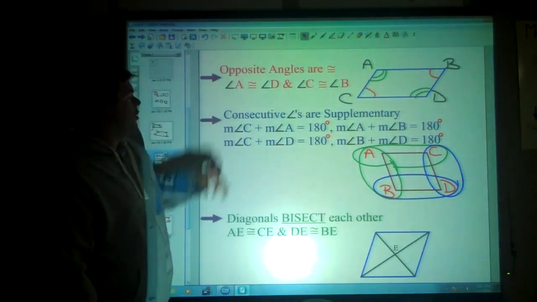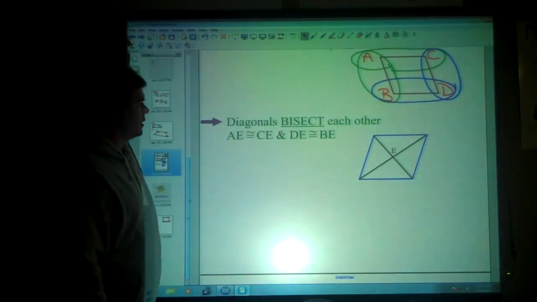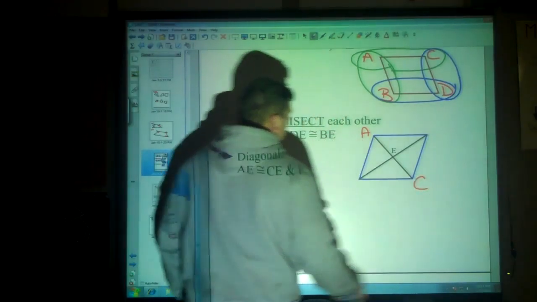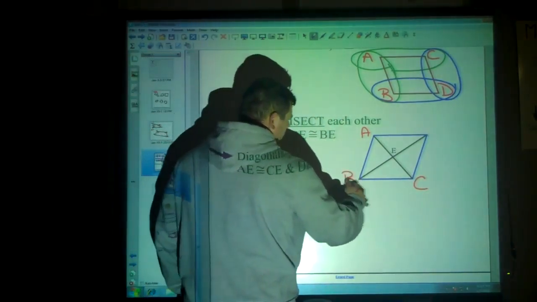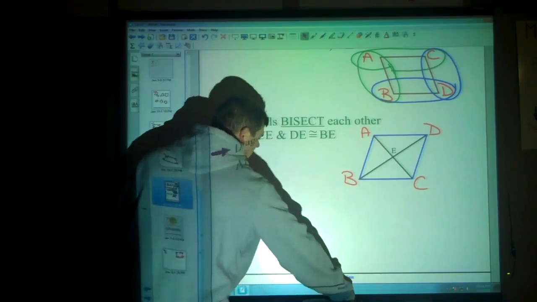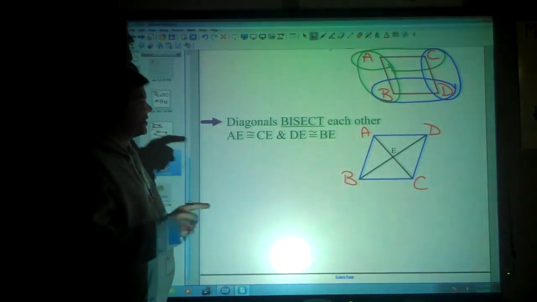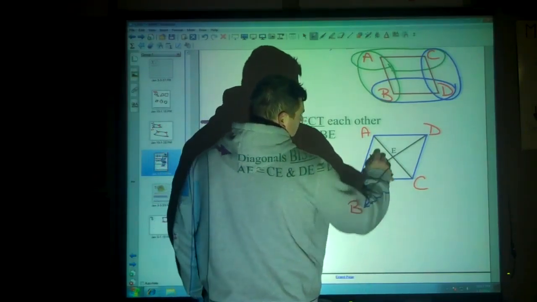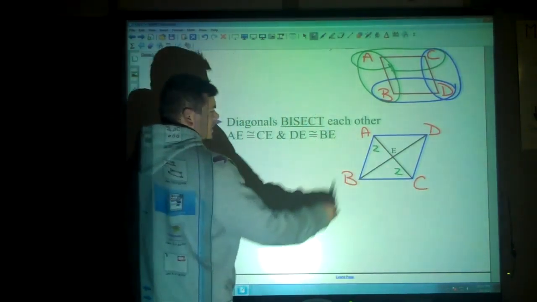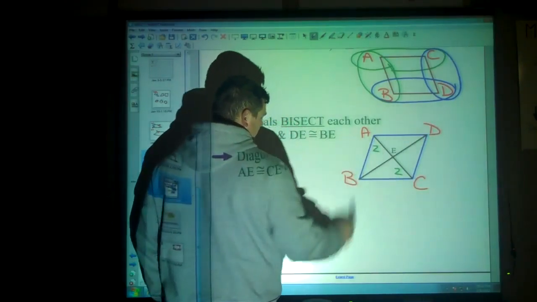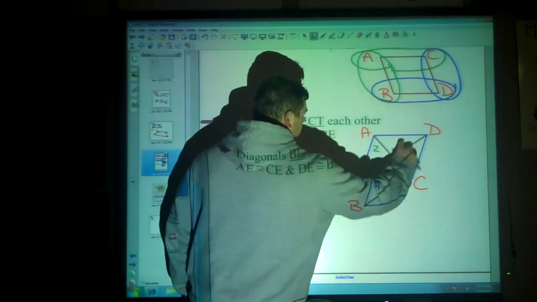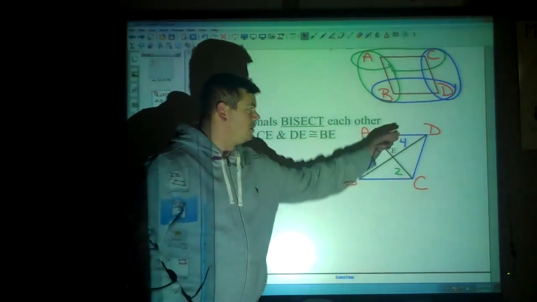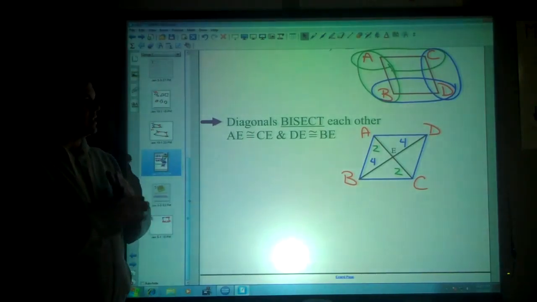The last thing we know to be true is that the diagonals will bisect each other. So here's A, and here's B, C. Here's B, and here's D, let's say. Now the lengths of the lines don't have to be the same. This diagonal may or may not be the same length, but I do know that if that's 2, that's 2, because this line is bisecting it. It's cutting it in half. And if this line's 4, this line's going to be 4, because that line is being bisected in half by AC. Whichever way it happens, they will always bisect each other.